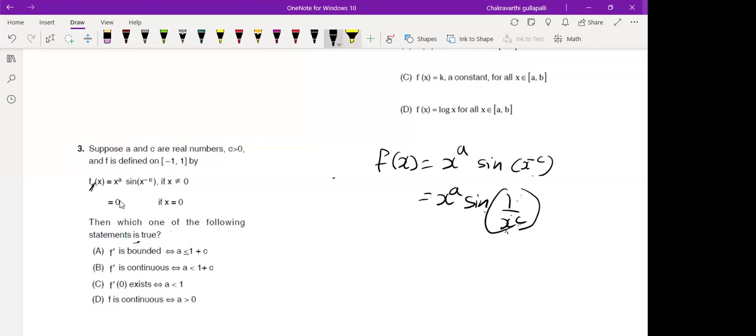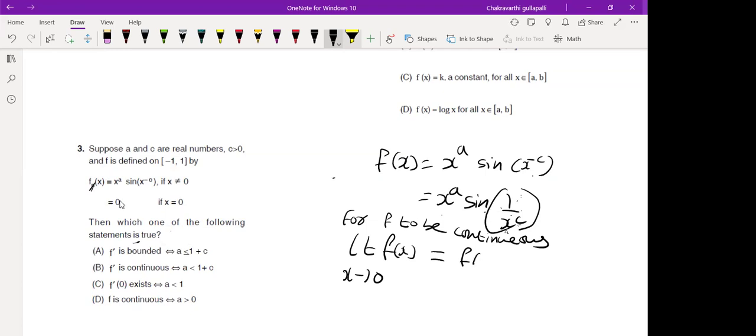Sin theta is always bounded. That is, modulus of sin theta is always less than or equal to 1. So we know the limit, when is it continuous? Limit x approaching 0 f of x. For f to be continuous, limit x approaching 0 f of x must be f of 0. What is f of 0? At x equal to 0, f of 0 is 0.